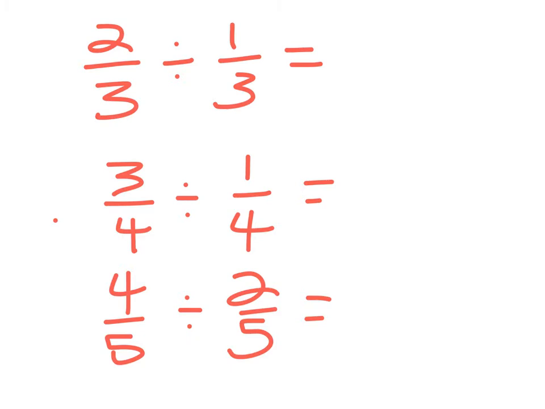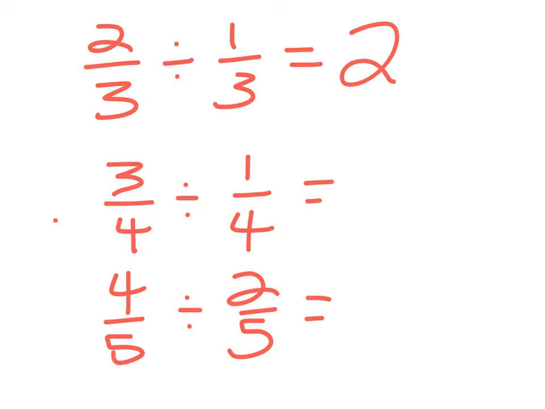I hope most of you could think through, well, that would be 2. Because if you have 2/3 of an inch long of ribbon and you cut it into third pieces, you have 2 third pieces. So we know that our answer would be 2, but let's see if we can do the math that lines up with that.